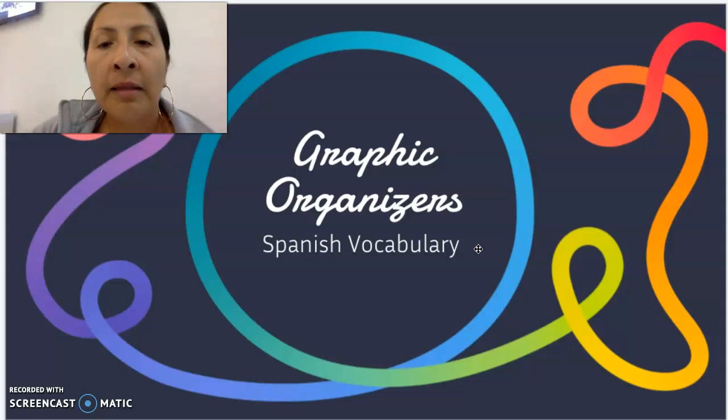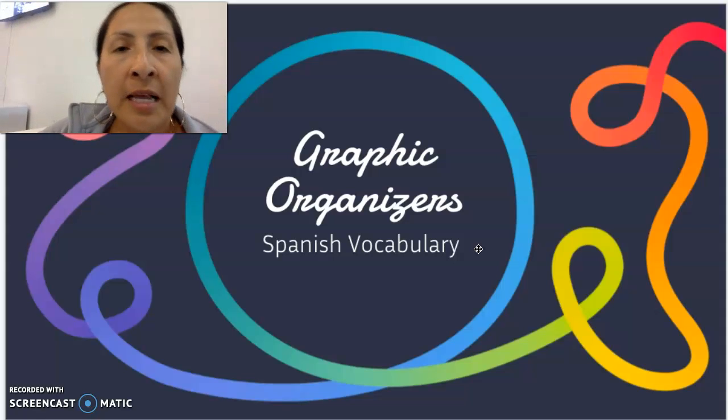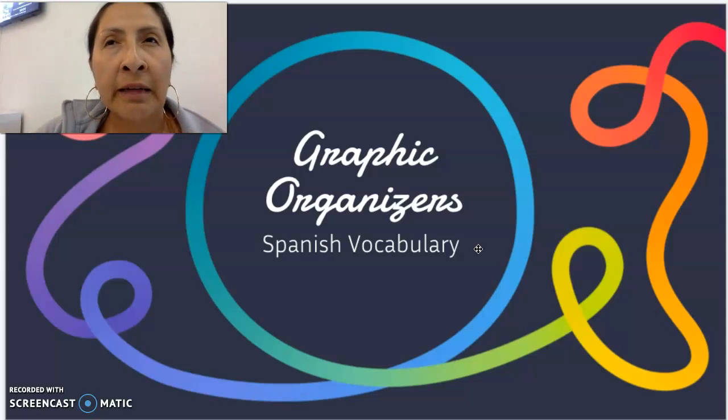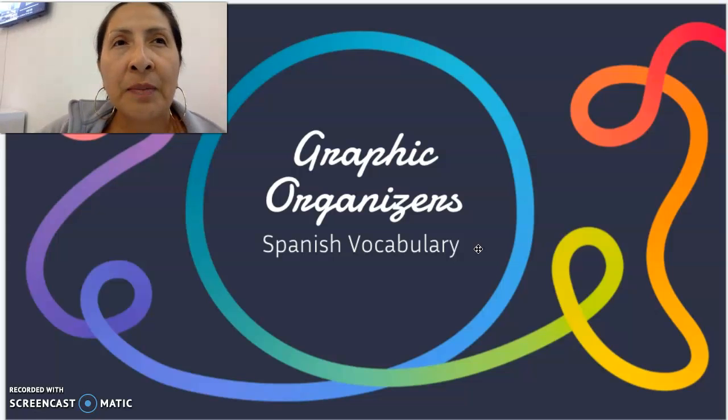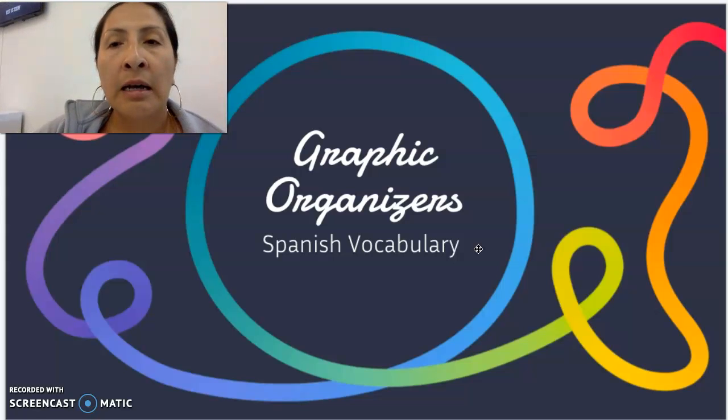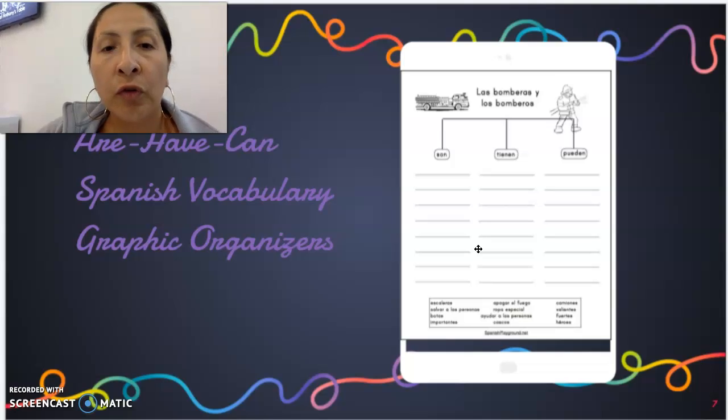The other thing that I really liked is graphic organizers. I'm kind of a graphic person. I like pictures, especially when it comes to memorization aids. So I think it is something that will really work also for vocab.